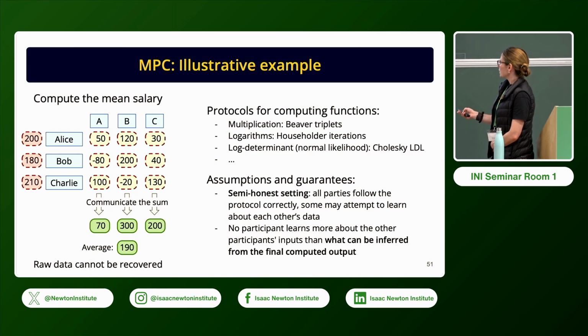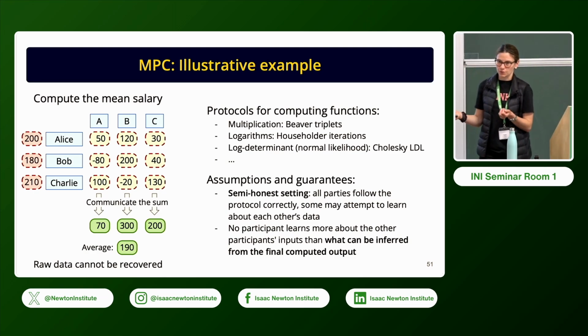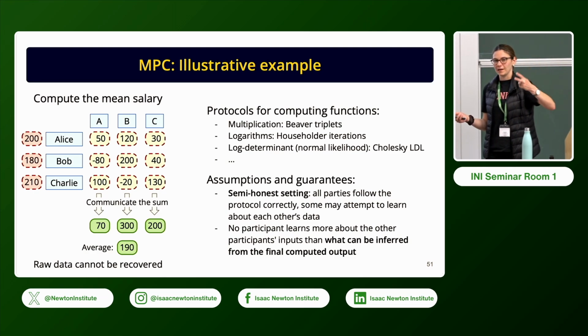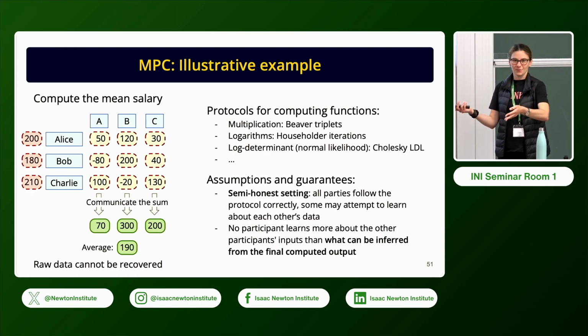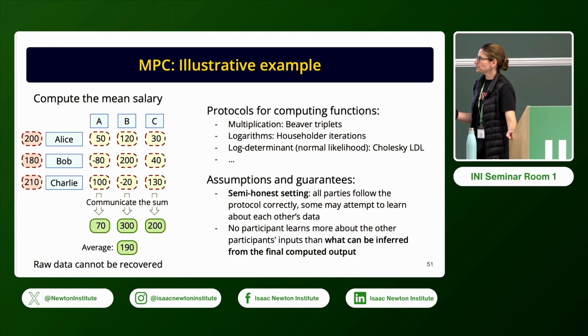And yeah, basically you cannot learn anything that can be inferred from the final answer. So if it's only 2 people calculating their average salary, then obviously you can figure out what the other person's salary is, but with 3 you can't.